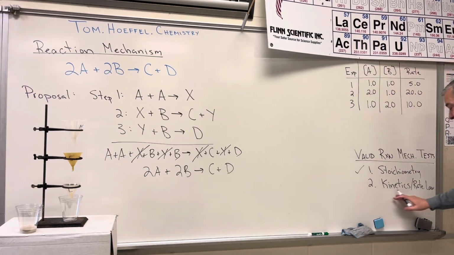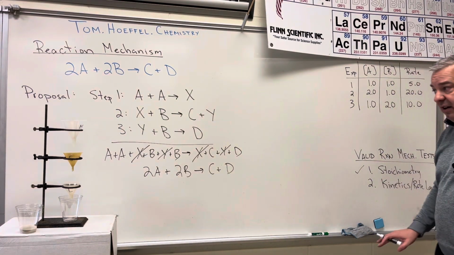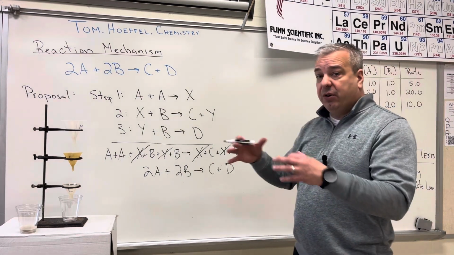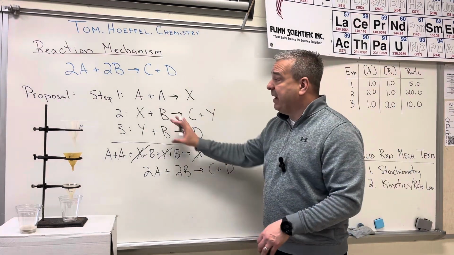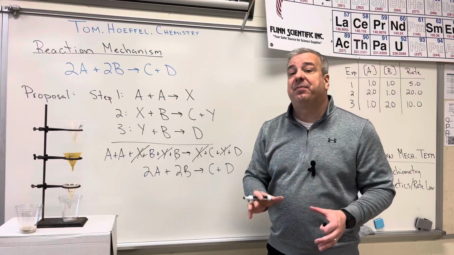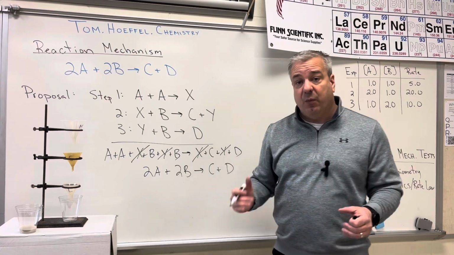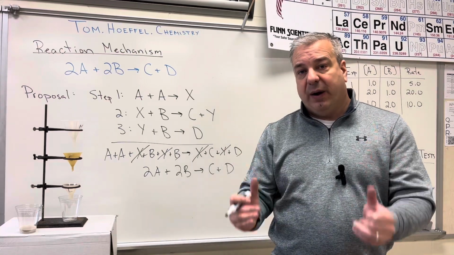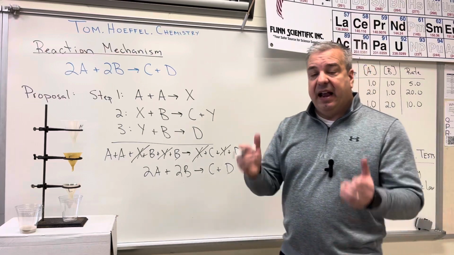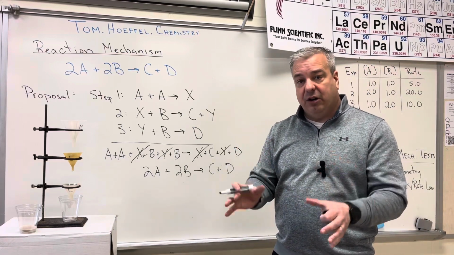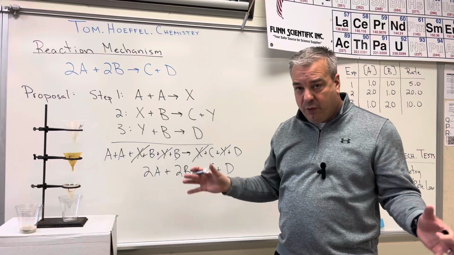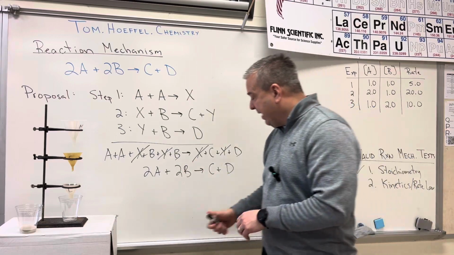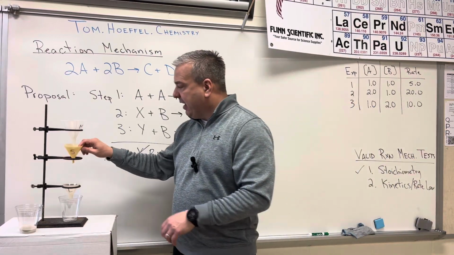Now let's see if it passed the kinetics/rate law test. In order to do this, the reaction mechanism is going to have one step that's slower than all the others, and we call that in chemistry the rate determining step. And the rate determining step determines the kinetics for the overall chemical reaction. And I have a little demonstration here to kind of show you all this.